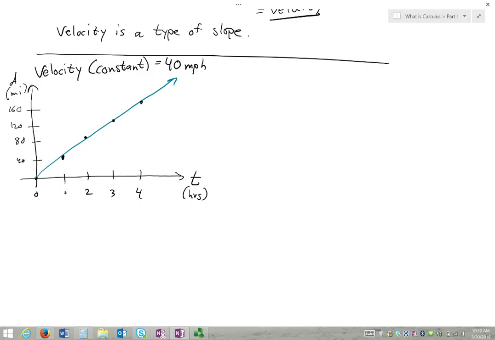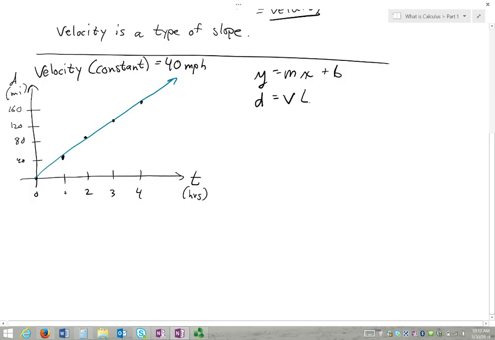So let's look at this for a moment in terms of the equation, right? y equals mx plus b. There's our slope formula. Except we've changed x and y, right? So y is now the distance, m is a velocity, and x is a time.